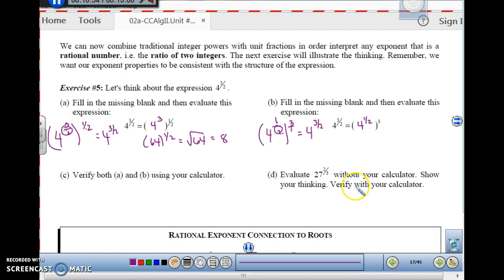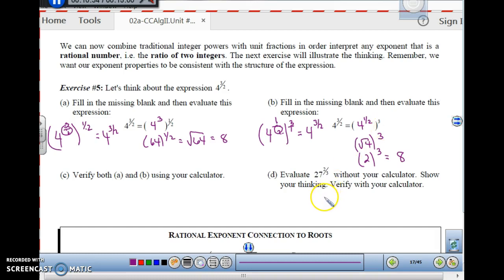All right, now let's evaluate this. 4 to the 1/2 is equivalent to the square root of 4, which is 2. And then 2 cubed is 8. Look at that. So we have just found if we did the 3 first and then the 1/2, or if we did the 1/2 first and then the 3, they are equivalent.